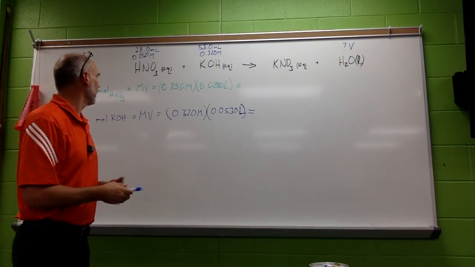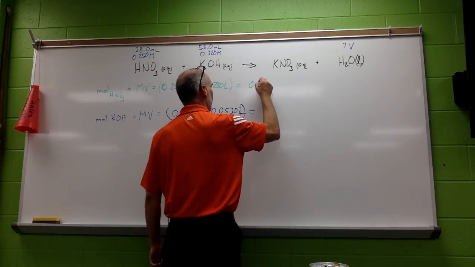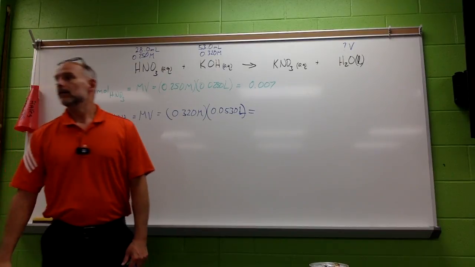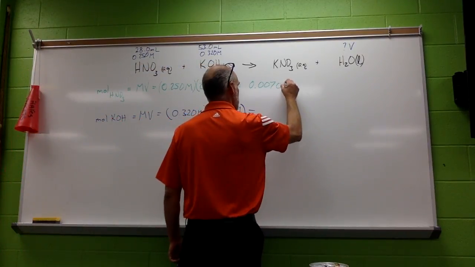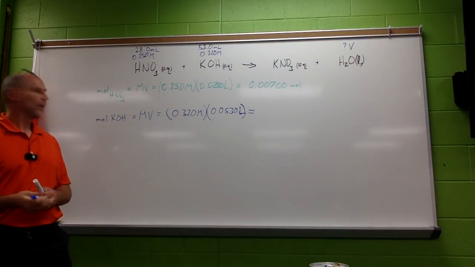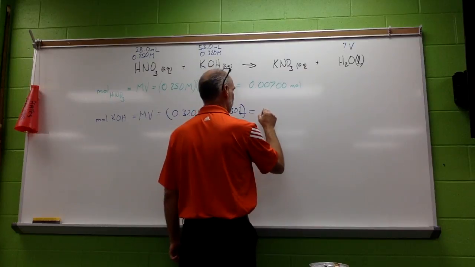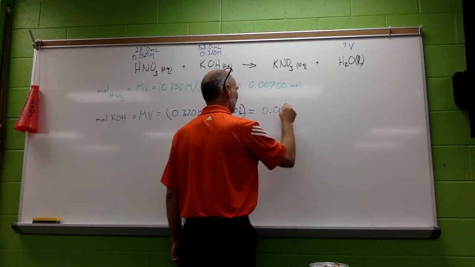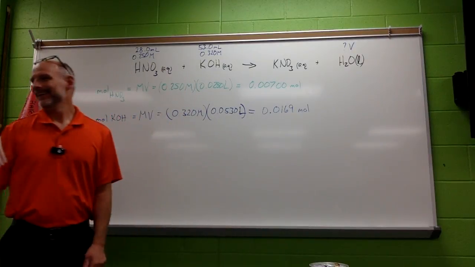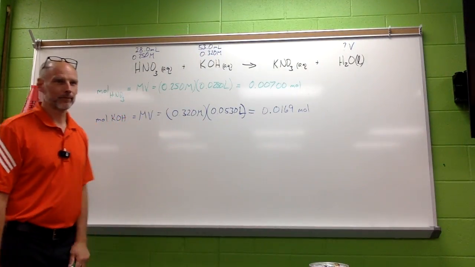How many moles of the nitric acid did we have? 0.007. And how about the potassium hydroxide? 0.0169. Is this correct? Yes, it is.